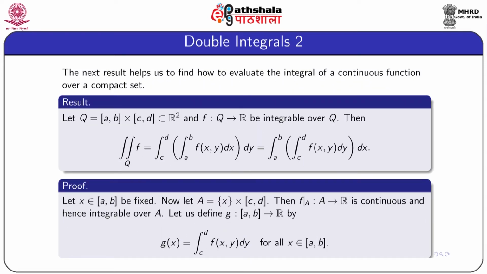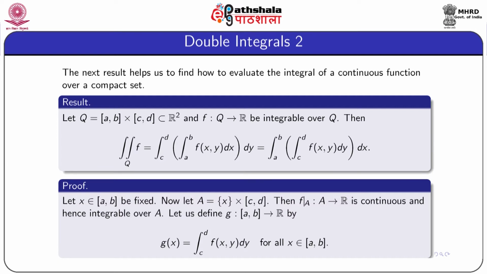The next result helps us to find how to evaluate the integral of a continuous function over a compact set. Let Q equal to [A,B] cross [C,D] and f from Q to R be integrable over Q, then the integral over Q of f equals the integral from c to d of the integral from a to b of f(x,y) dx dy, which equals the integral from a to b of the integral from c to d of f(x,y) dy dx.